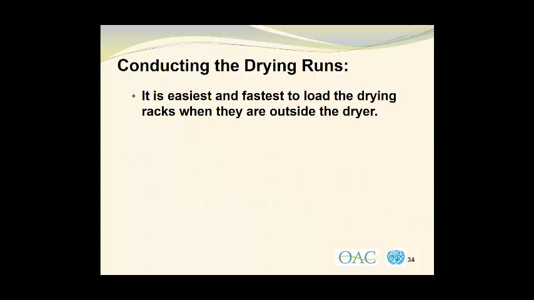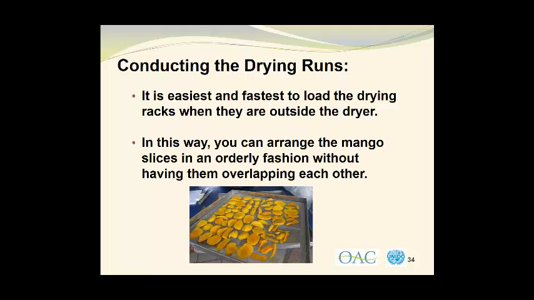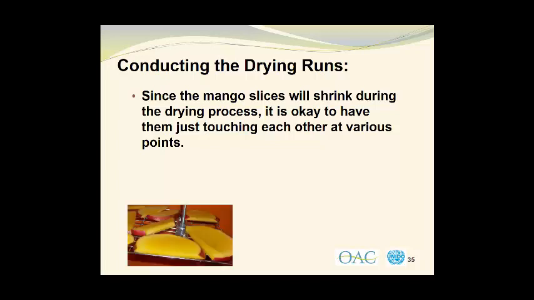It is easiest and fastest to load the drying racks when they are outside of the dryer. In this way, you can arrange the mango slices in an orderly fashion without having them overlapping each other. And in this case, we see an example of a run that is being done in a tray dryer. Since the mango slices will shrink during the drying process, it is okay to have them just touching each other at various points.